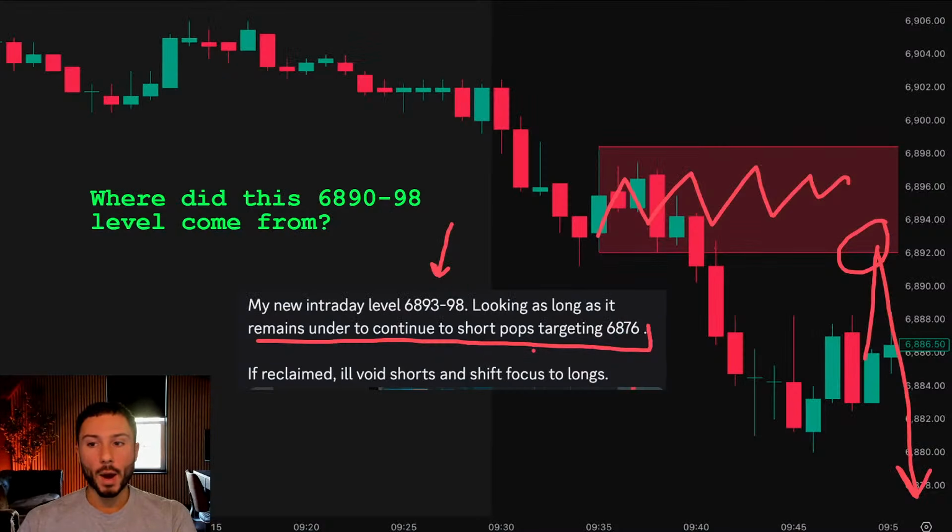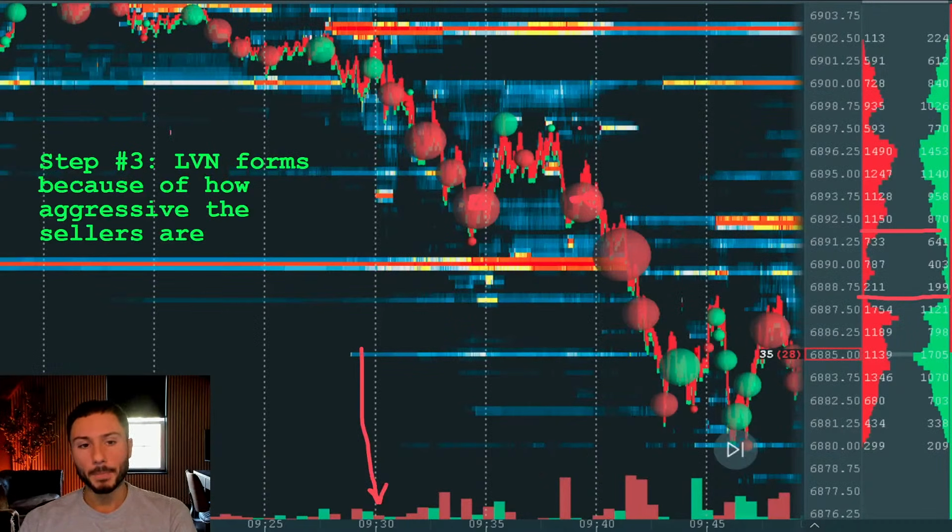And this is kind of where this level came from, and I drew it to the top of this little consolidation range, and we're going to call this market structure supply, which you'll see in the next few slides here.